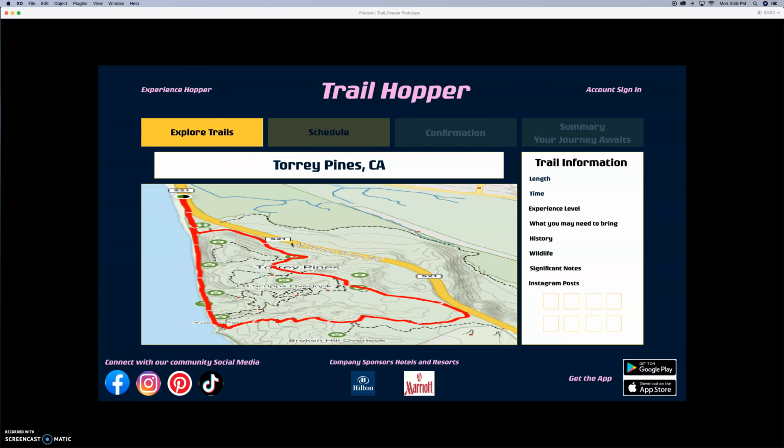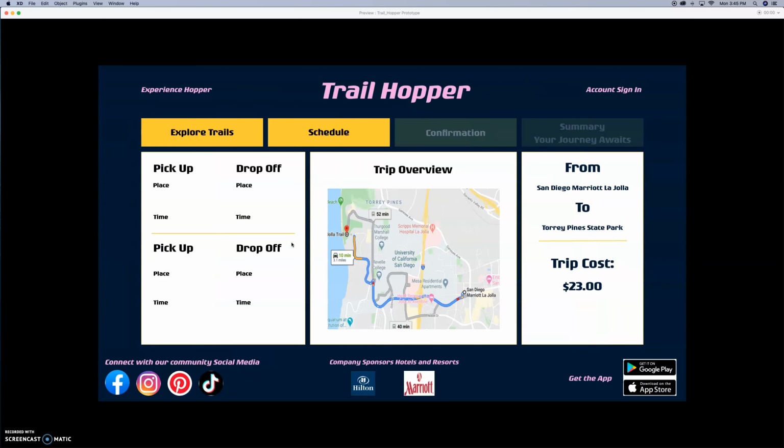What stage of the website do you believe you're on? How comfortable do you feel with searching for trails? Three, is the trail information adequate? Next page.